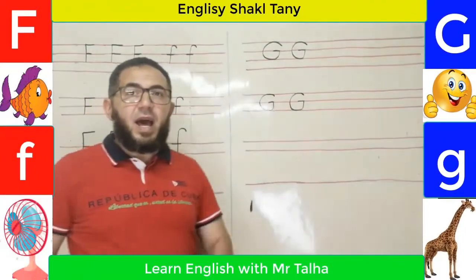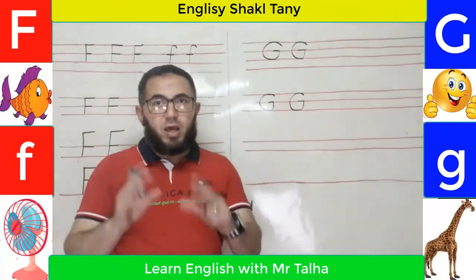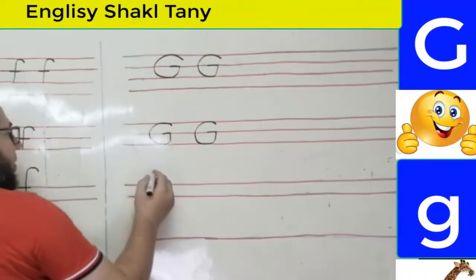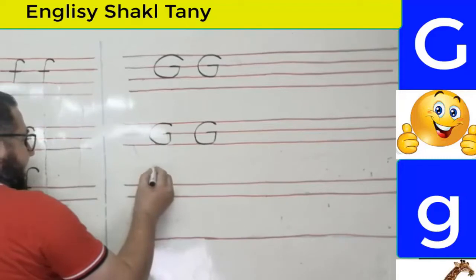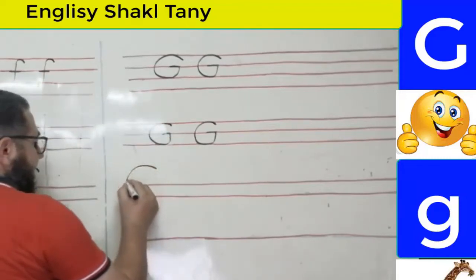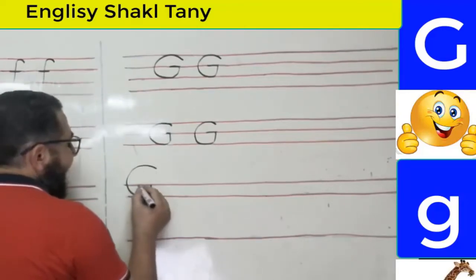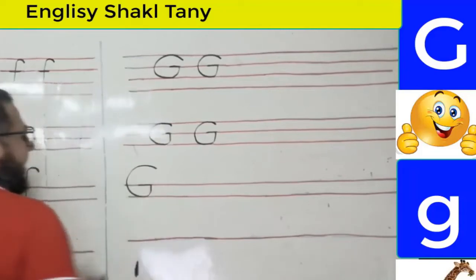So let's see how to write it on the two lines. We start at the top, above the two lines. And then make a curved line like that. Go to the second line. And then go back again to the first line. And make a sleeping line like that.